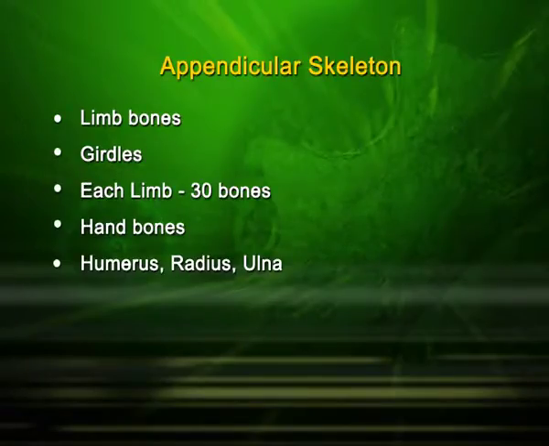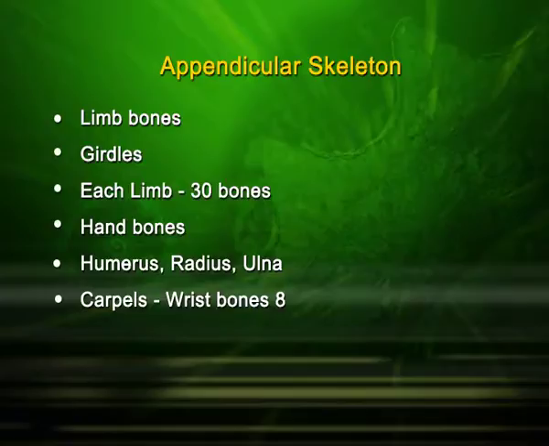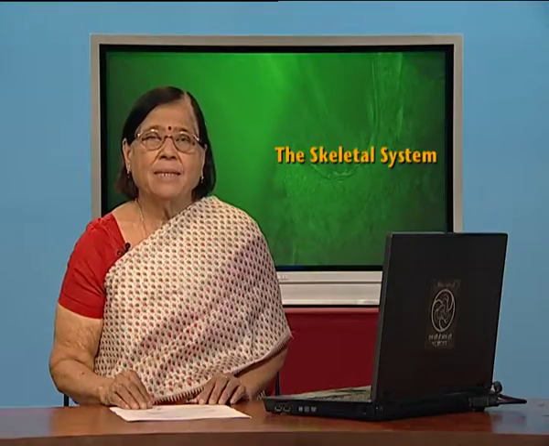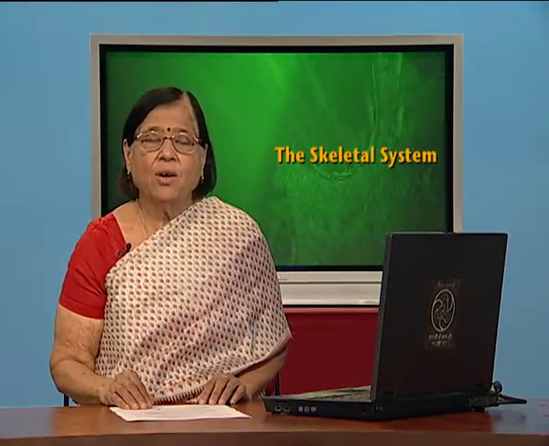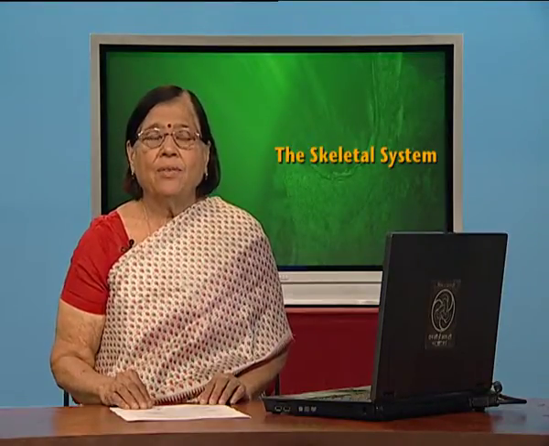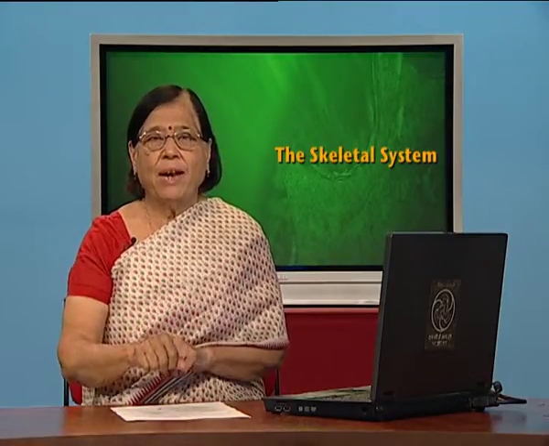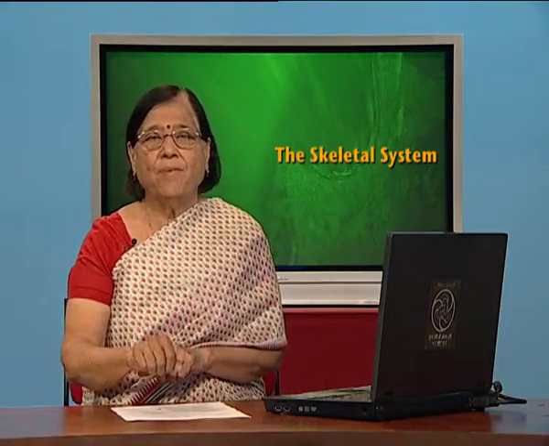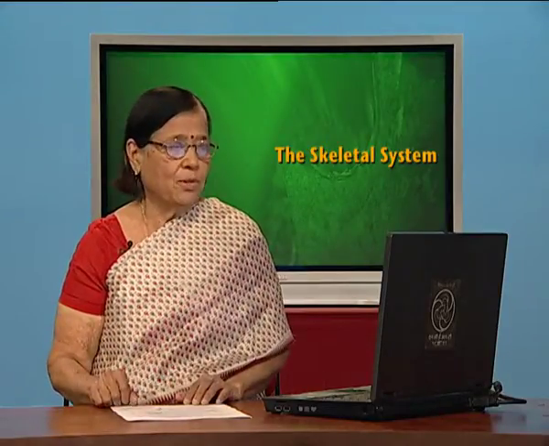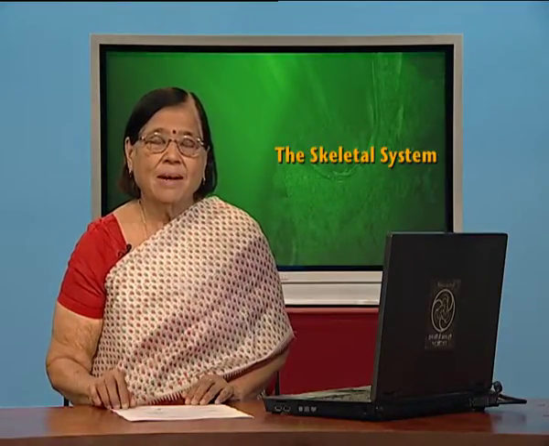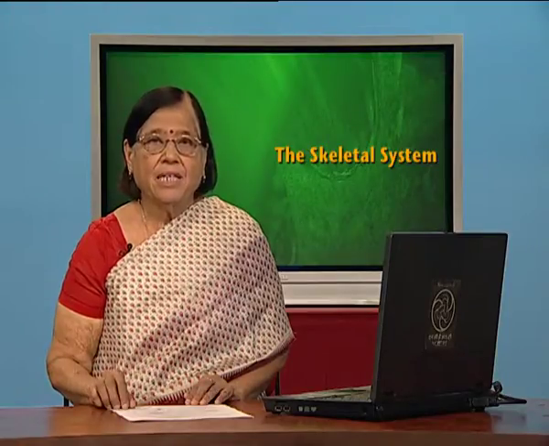Coming to the wrist, we have carpals, which are made up of 8 very small bones. They are very small in size, attached in a very critical, complex way. Why? It will allow movement of the wrist. If there was only one flat bone, then the wrist could not move anywhere. So, these wrist bones, which are called carpals, are very important, and they are 8 in number.